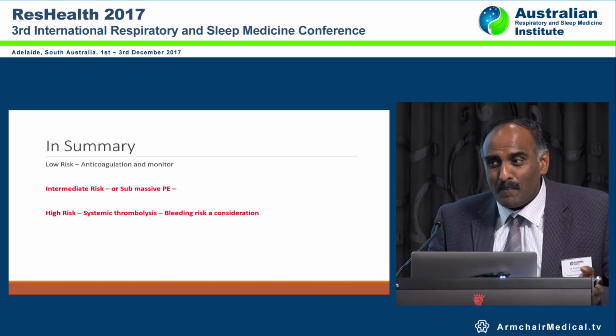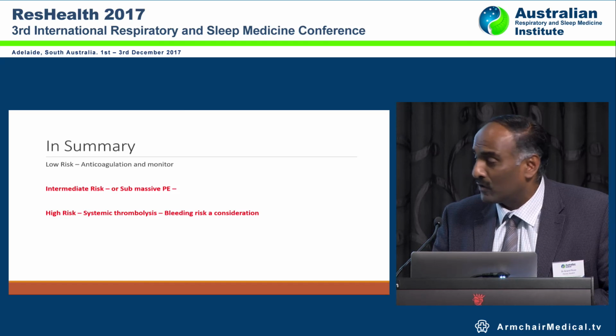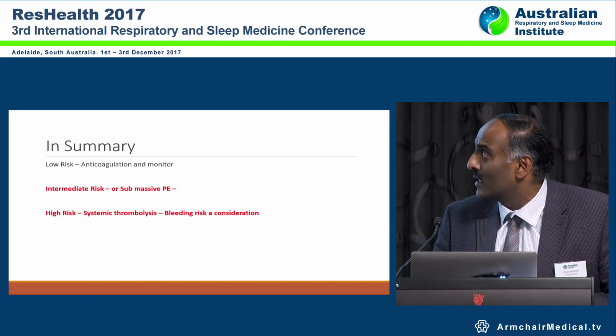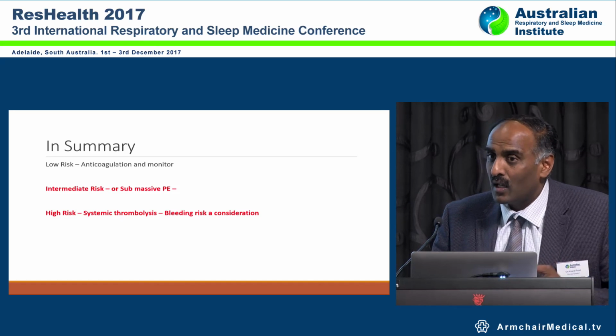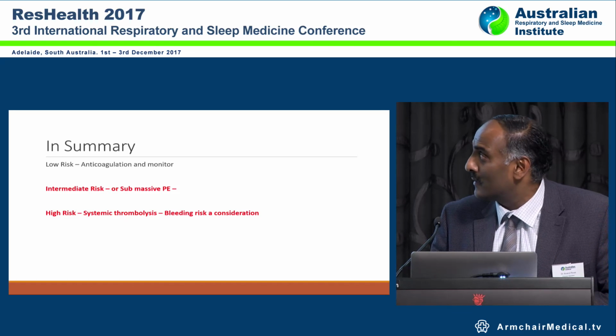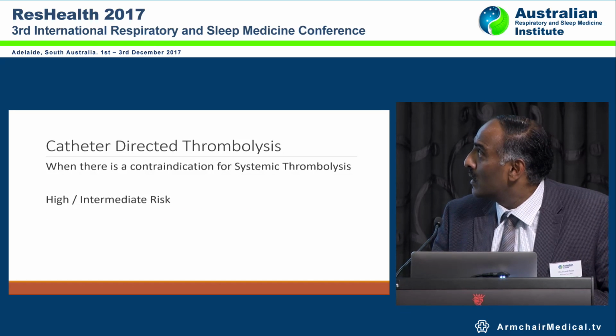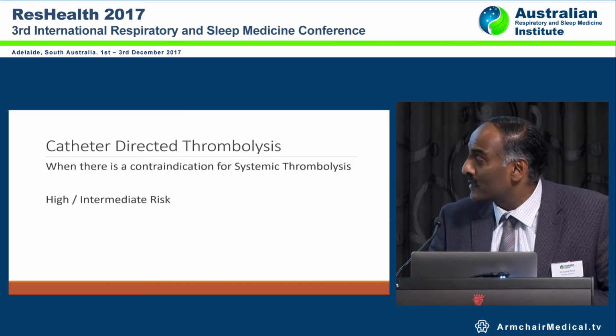Intermediate risk is the big doubt, the big gray area for the clinician. Thrombolysis is not quite standard practice. They need close monitoring, though. And if they slip into the massive category or drop their blood pressure, it's something to consider. Catheter-directed thrombolysis, particularly when there's a bleeding risk, something to consider as a first step.